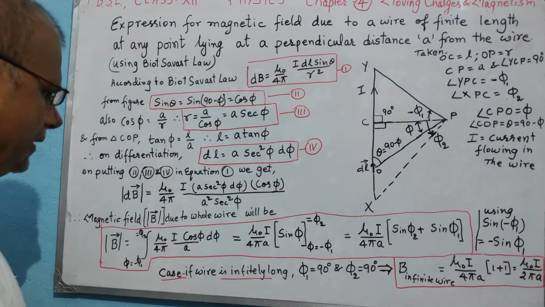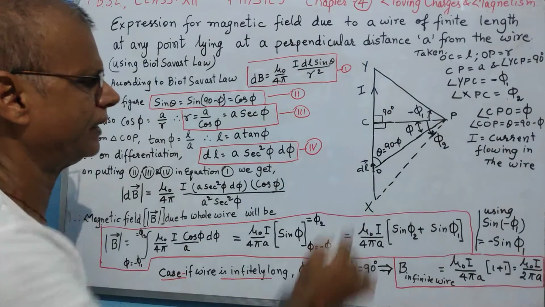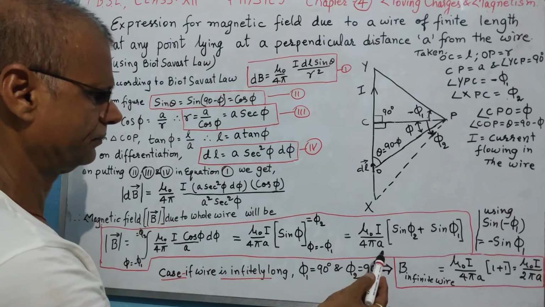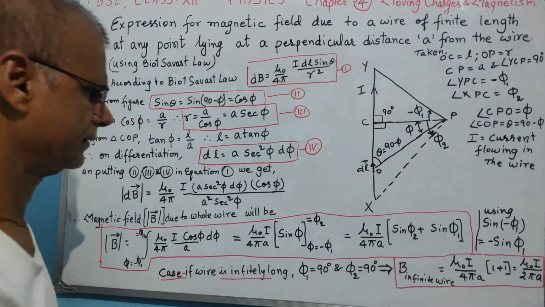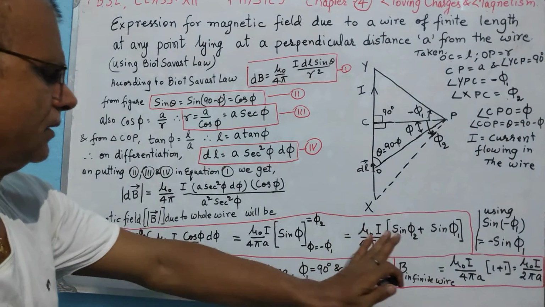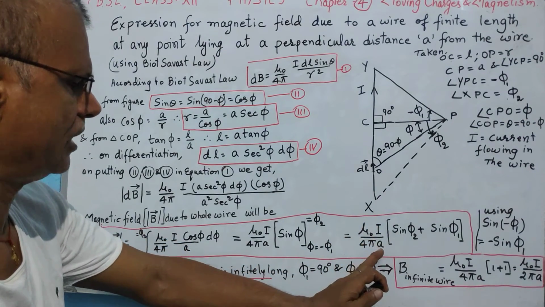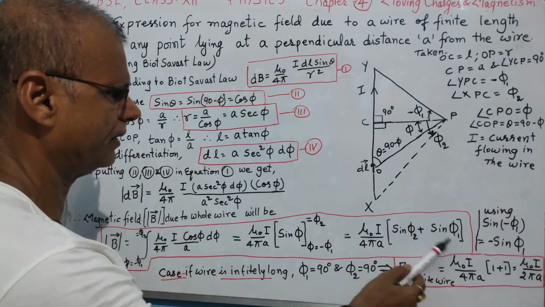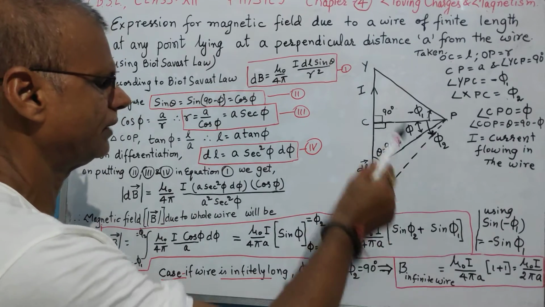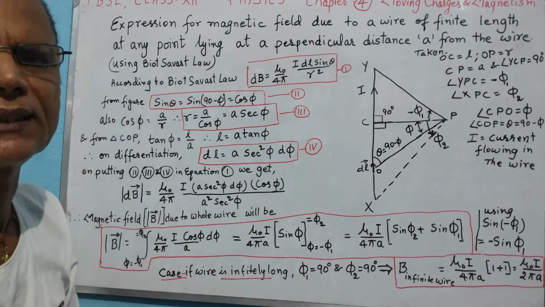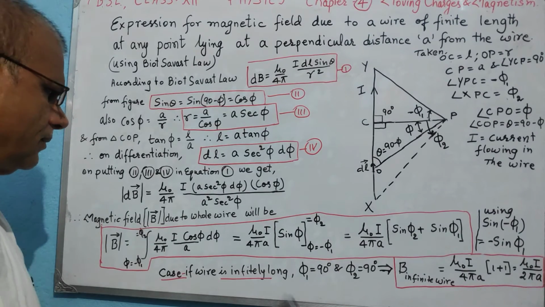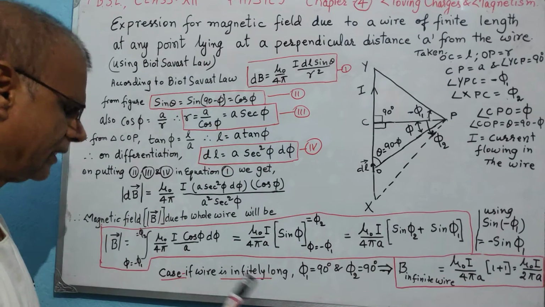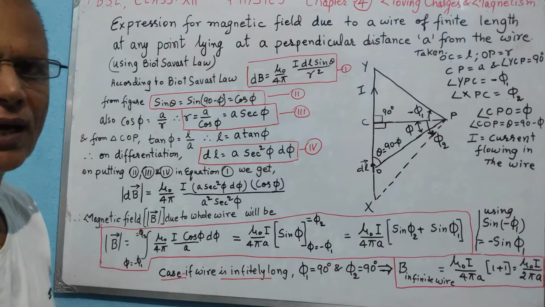Now this is the expression for magnetic field due to a finite wire at any point whose perpendicular distance is a, current through the wire is I. Mu 0 is a constant, and I is constant, a is constant, so these factors are constant. Only factors are phi 1 and phi 2. So sin phi 1 and sin phi 2 will decide the magnitude of magnetic field due to the wire. Now if we consider the wire to be infinitely long, what will happen?